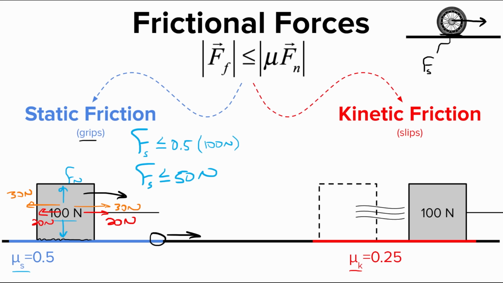You're like, okay, fine, buddy. I'm going to pull with like 49 newtons. Well, it's like, yeah, I could do that. I could do this all day. 49 newtons backwards. So normal force only balances what you do. It's not just always equal to this number. This is just the maximum amount it could possibly be.